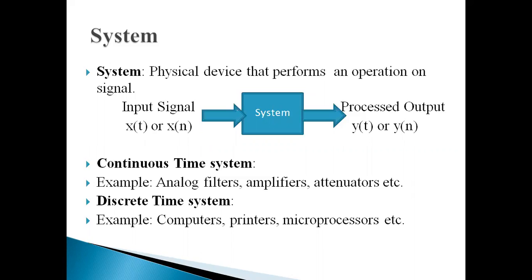There are mainly two types of systems. First one is continuous time system. For continuous time systems, input as well as output are both continuous time in nature. Examples of continuous time systems are analog filters, amplifiers, attenuators. Next, discrete time systems. In discrete time systems, the input as well as output are both discrete in nature. Examples of discrete time systems are computers, printers, microprocessors, etc.